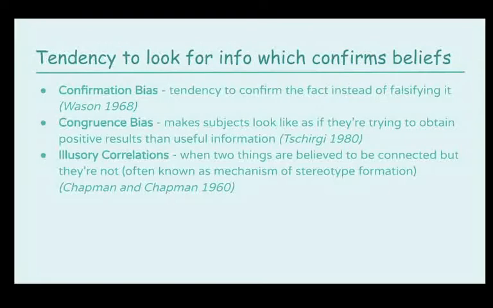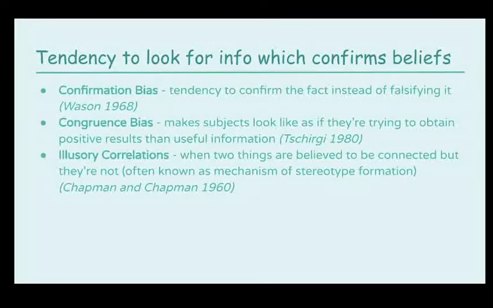Okay, so the next would be congruence bias. Since confirmation bias exists, some psychologists argue that it's actually not confirmation bias, but congruence bias. Congruence bias argues that people tend to look as if they're trying to get a positive result instead of useful information. And this is supported by Baron in the 1980s.